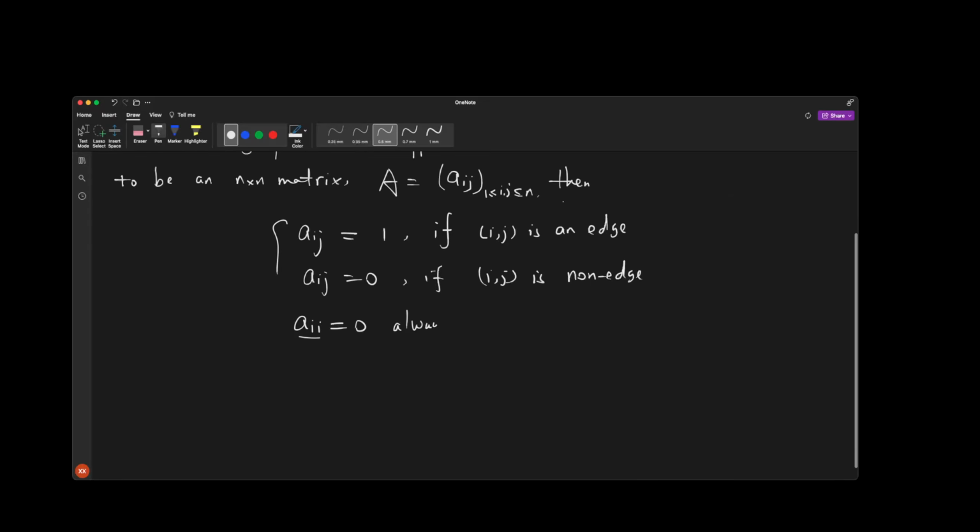So for any graph G, the diagonal entries A_ii have to be 0 for all positions, because it never represents an edge, because we don't allow this graph to contain loops, so we don't allow an edge to join the same vertex. So in other words, we talk about simple graphs. Okay, I think it's pretty clear, right?